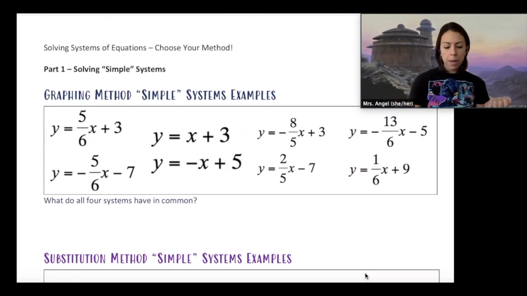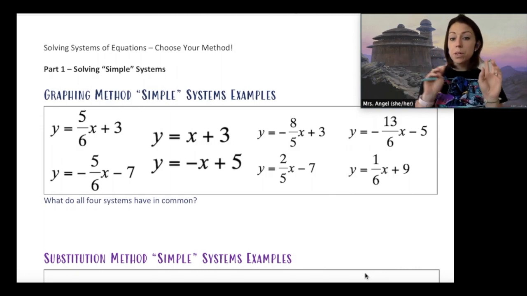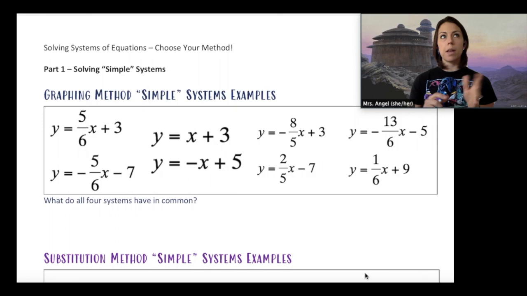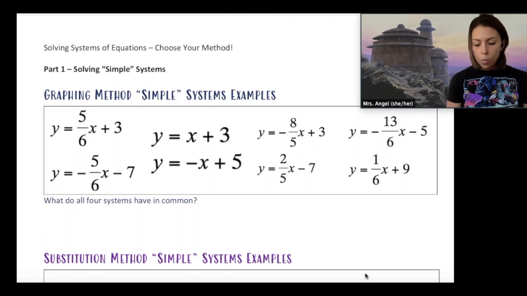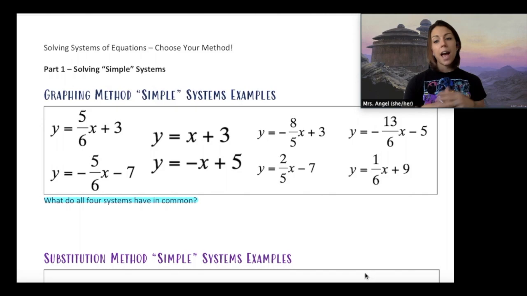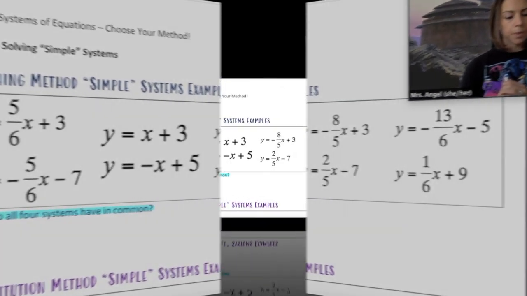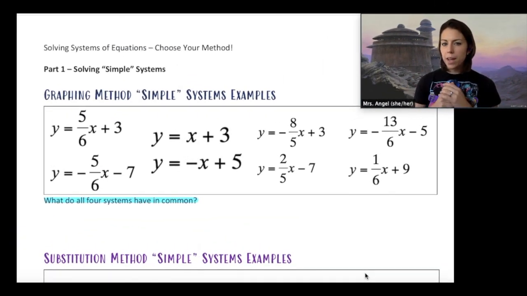So we're going to start by looking at the graphing method. I've included a couple of what we would call simple systems for graphing, meaning there's no converting necessary. And here's the question that I want you to answer. What do all four of these systems in the table have in common? Go ahead, think about that and answer now.